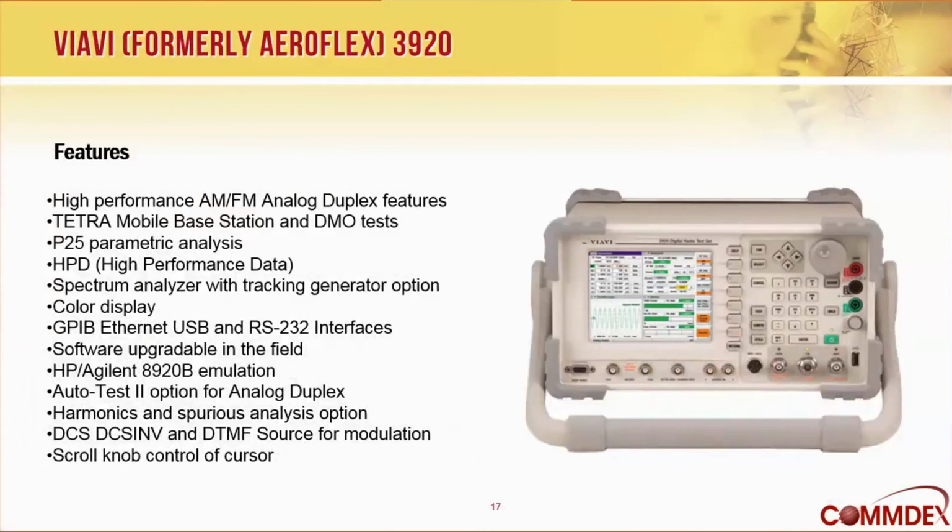You may recognize this one. Viavi is the company that bought Aeroflex, and Aeroflex is formerly Agilent, which was formerly HP. So it's gone through a lot of different changes. This is more of a lab instrument. It has AM/FM duplex, can operate in Tetra, high performance data, which is the wide bandwidth, high speed data, spectrum analyzer, and tracking generator. It's almost a legacy instrument because it's been reincarnated from the old Aeroflex unit.